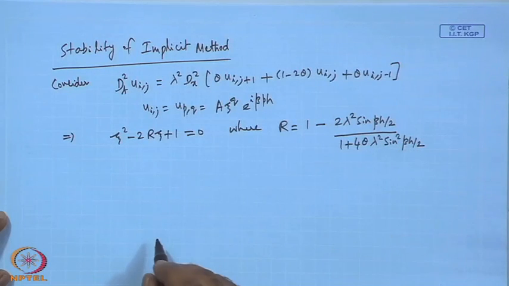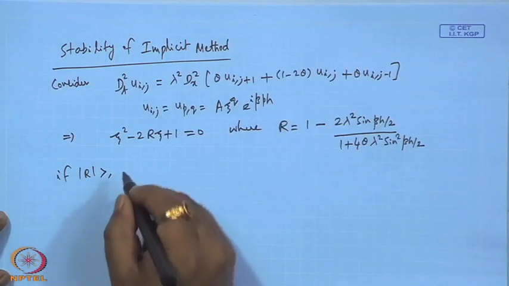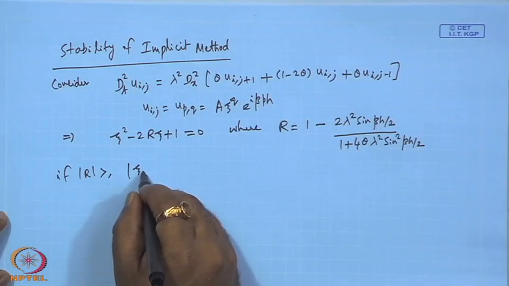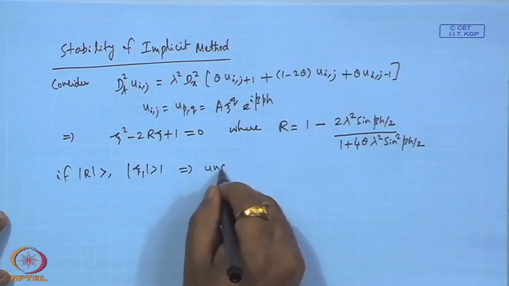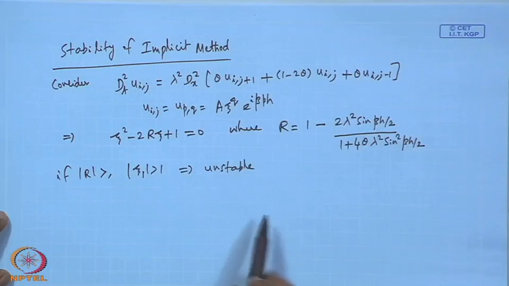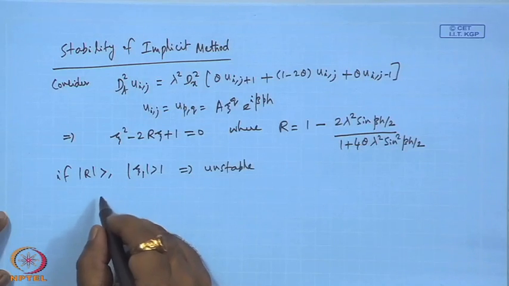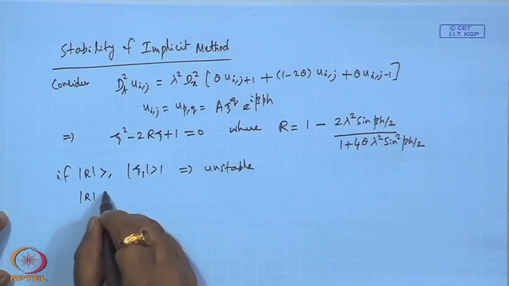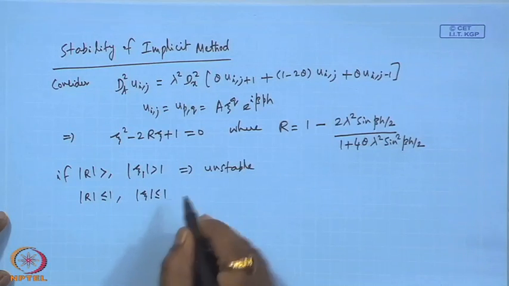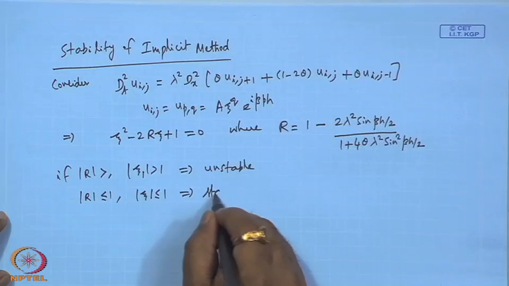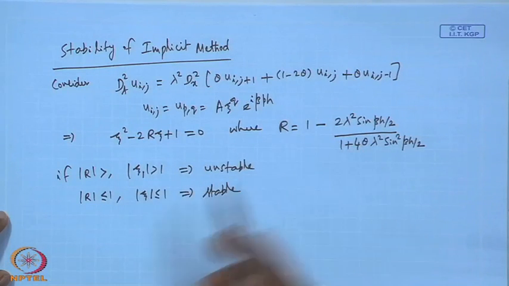Okay. Now, if mod r greater than 1, then we have zeta 1 greater than 1. Okay. So, the method is unstable. Then if mod r less than or equal to 1, then the method is stable. So, you can compute the roots. So, from there I am concluding.